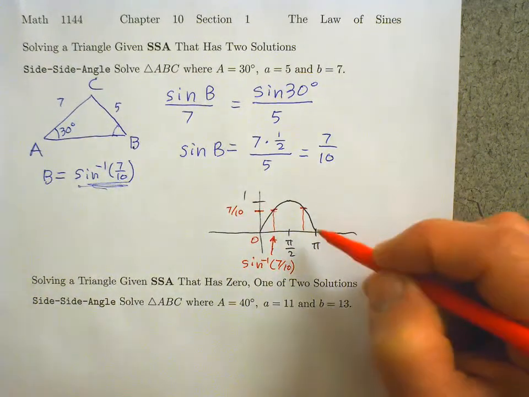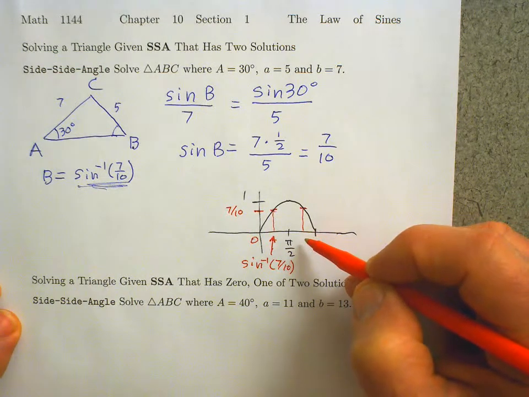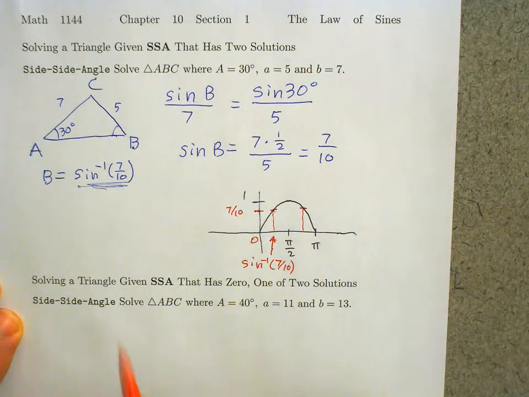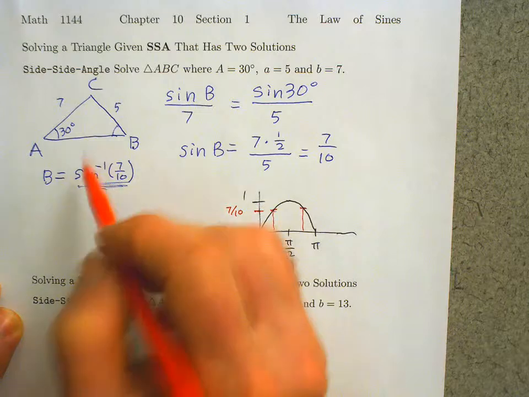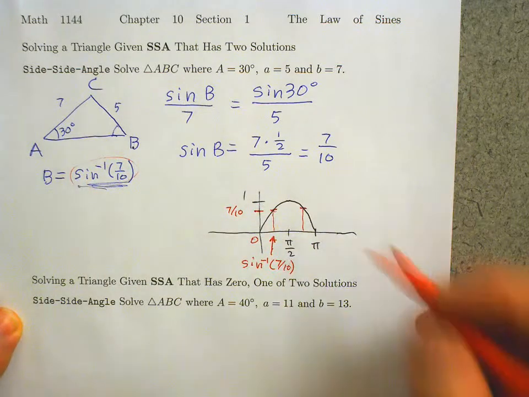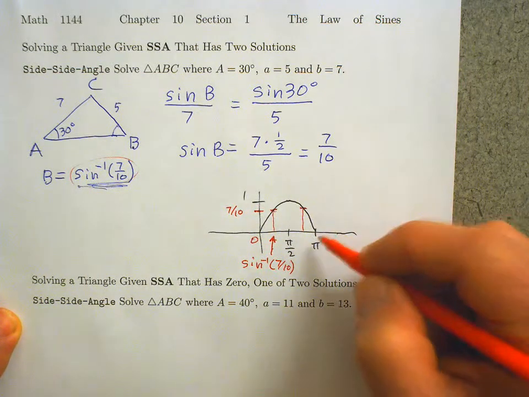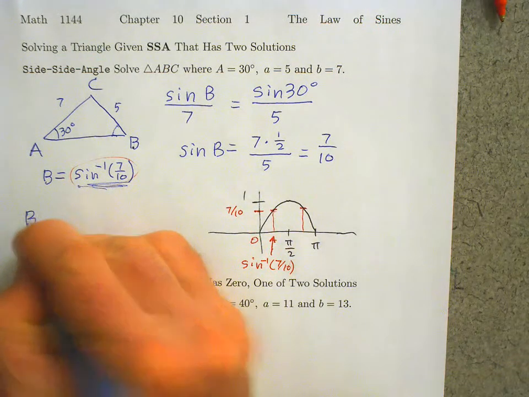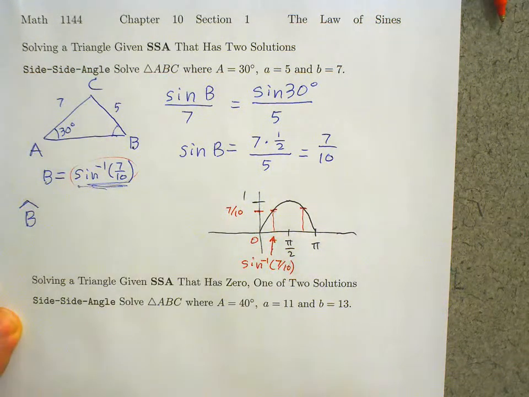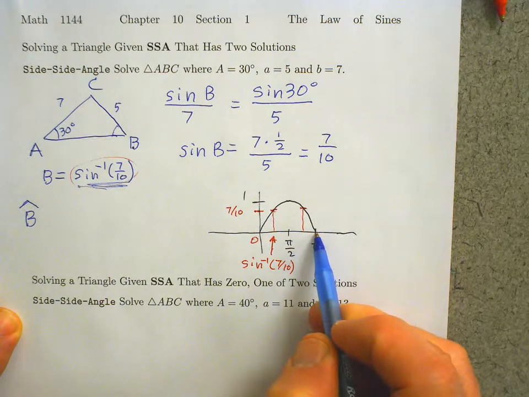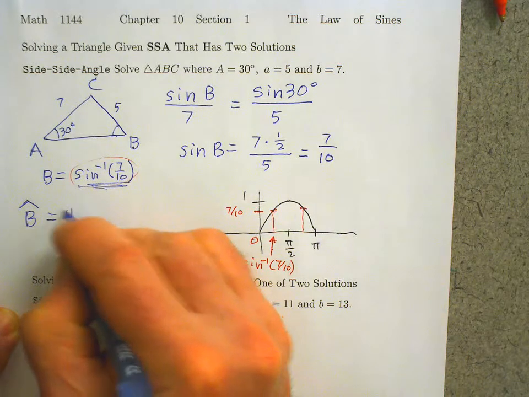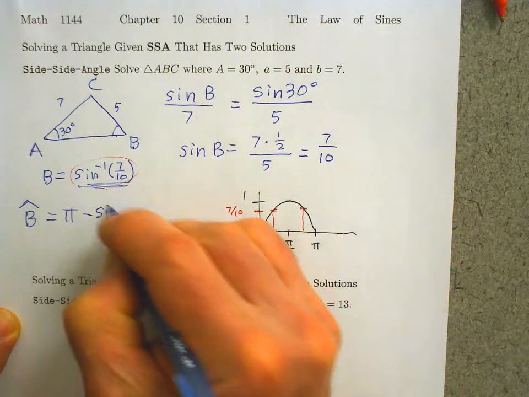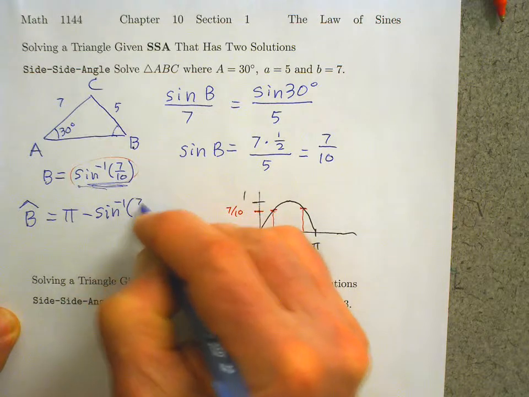So how would we find the other solution, the other triangle? One of the triangles has this angle, and then the other one is, what should I call it? Angle B with a hat on it. It's pi minus the inverse sine of 7/10.